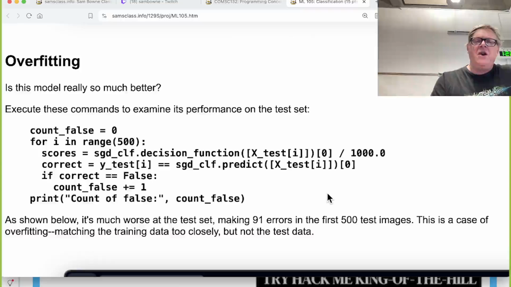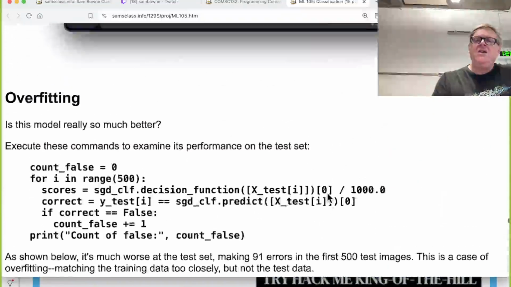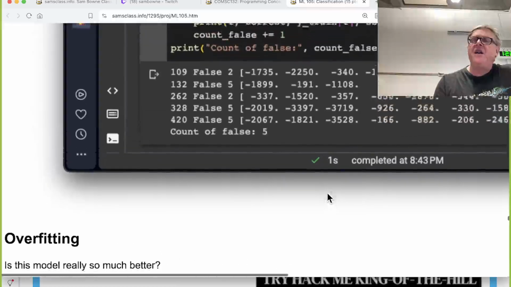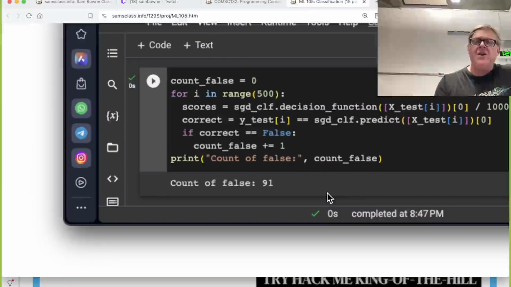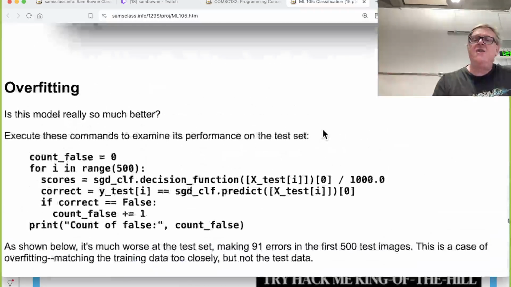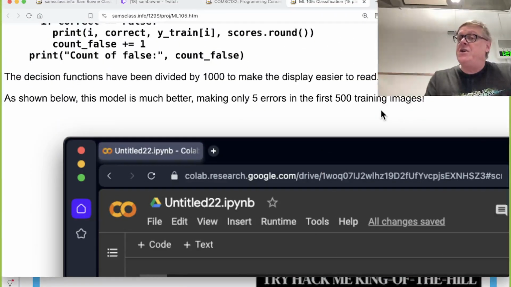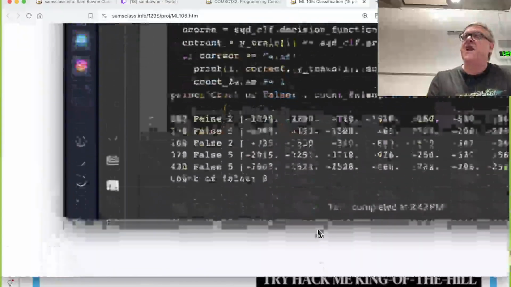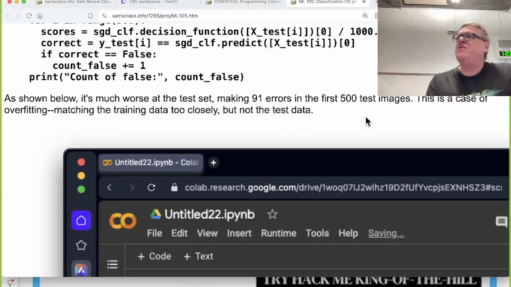And then you can see how overfitting works. And you'll see this model that used these multi-stage classifiers seemed to get more correct. But in fact, here, it was much worse at the test set. It made 91 errors. This one only made 5 errors in the training set, in the first 500 training images. That's what this is. So that sounds really good, but when you give it the test set, it makes 91 errors in the first 500 test images.